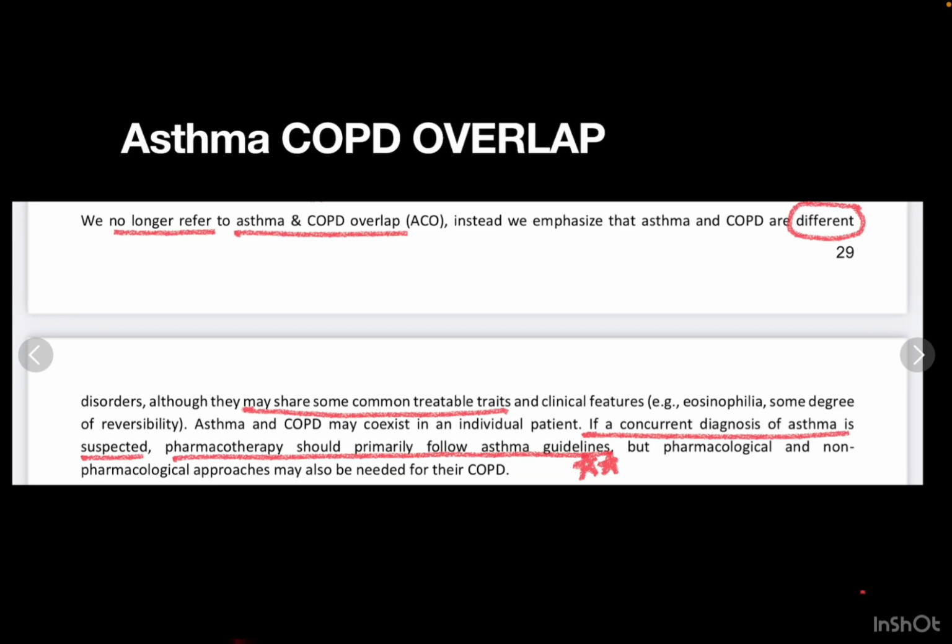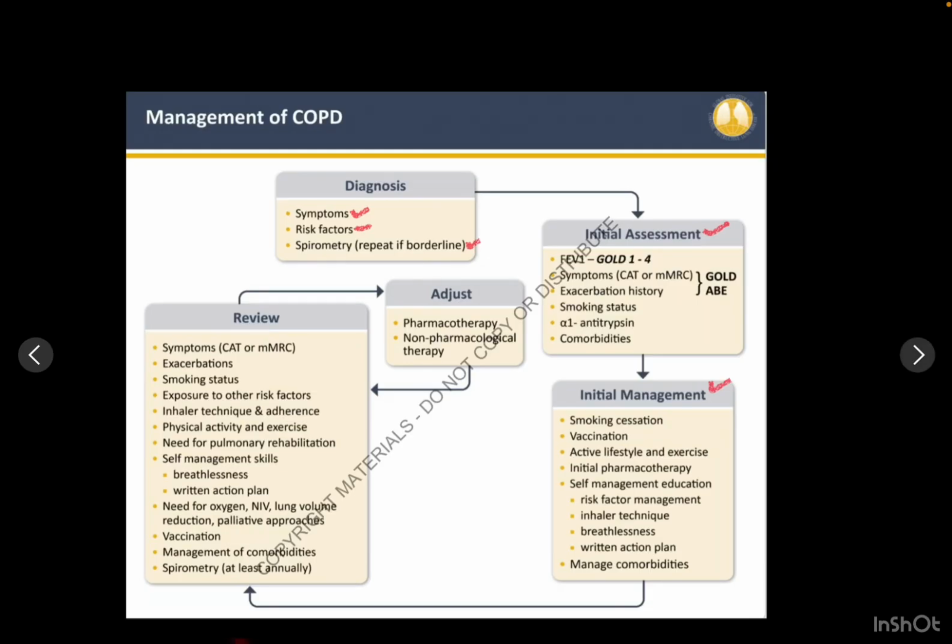They are saying we no longer refer to asthma-COPD overlap, meaning there is no such term now. Instead, we emphasize that asthma and COPD are different disorders, although they may share common treatable traits and clinical features, but we have to treat them separately. If a concurrent diagnosis of asthma is suspected, pharmacotherapy should primarily follow asthma guidelines. So if both are present, we first treat asthma and then treat COPD after treating asthma.